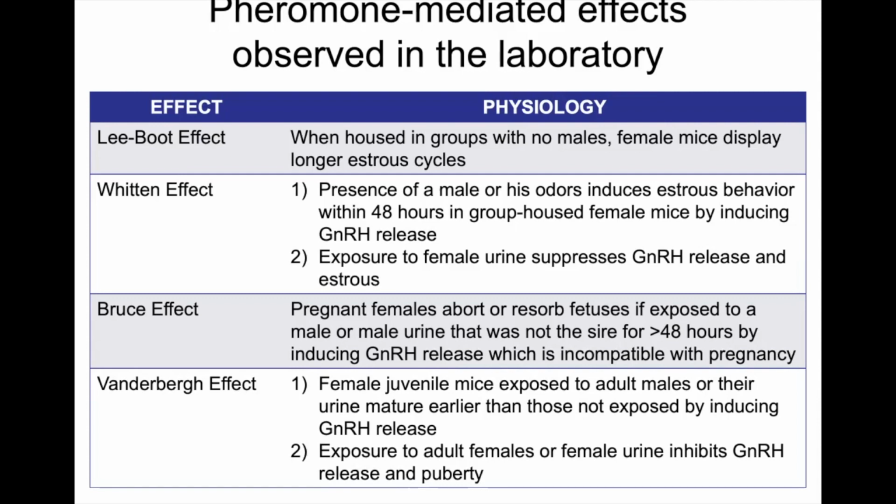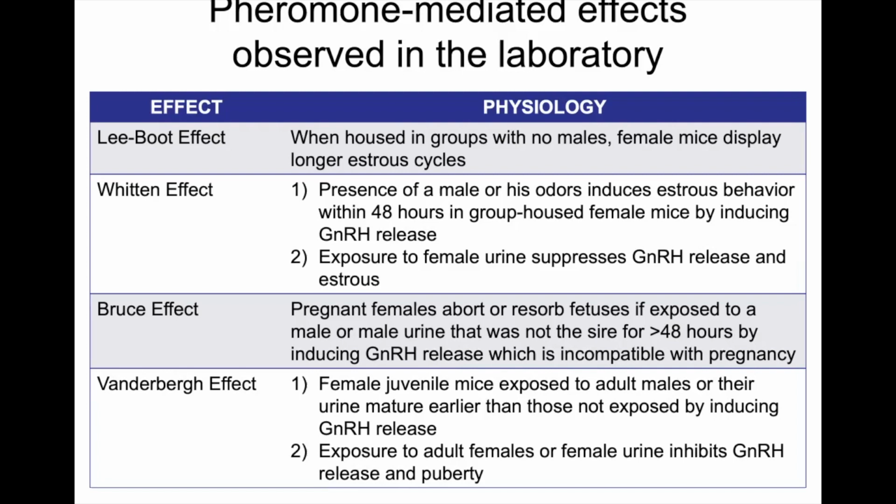Exposure to female urine suppresses gonadotropin releasing hormone and estrus. The Bruce effect is very important and thought about a lot in the animal research space because it is what impacts the breeding of the animals the most. Here, pregnant females abort or resorb fetuses if exposed to a male or male urine that was not the sire for 48 hours, by inducing gonadotropin releasing hormone release, which is incompatible with pregnancy.